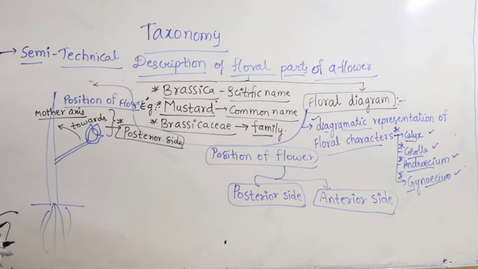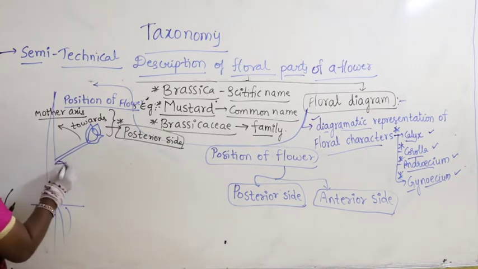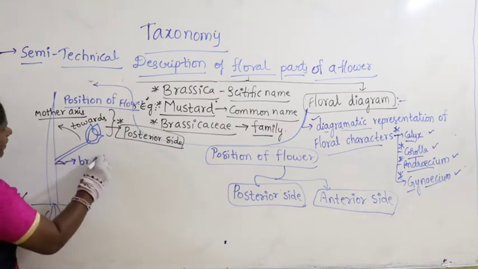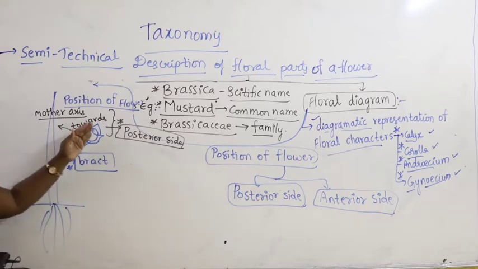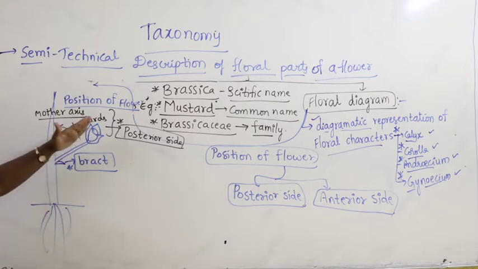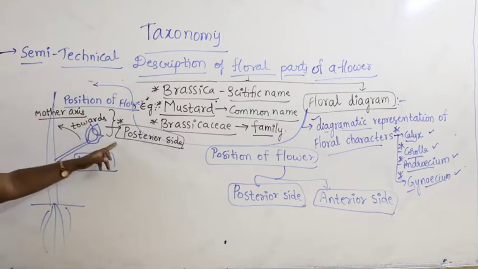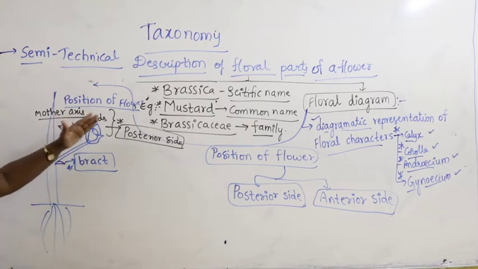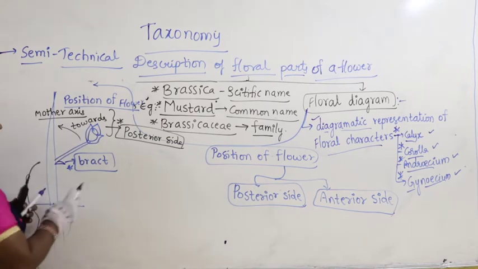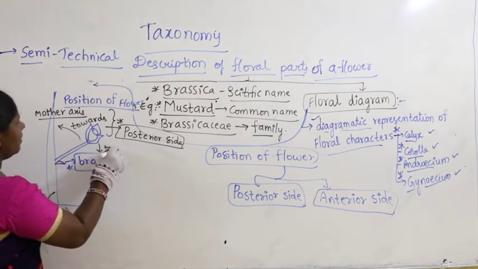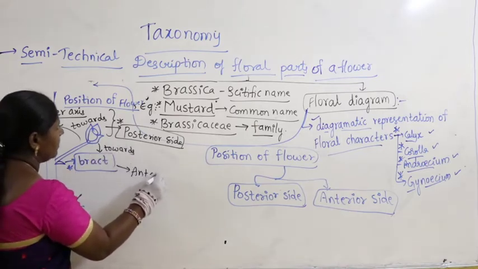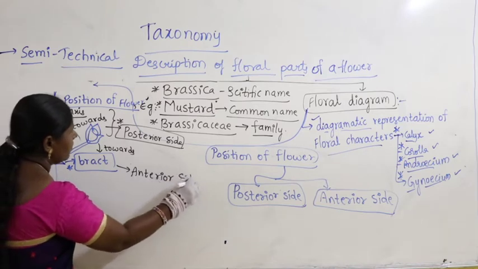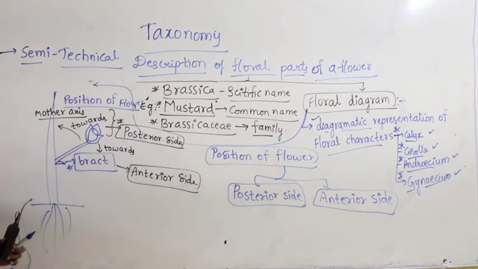Similarly, if you look at the base of the flower, we find a structure called a bract. The half position of the flower towards the mother axis is called the posterior side. Then the remaining half position of the flower towards the bract is called the anterior side. So the position of the flower towards the bract is called the anterior side.